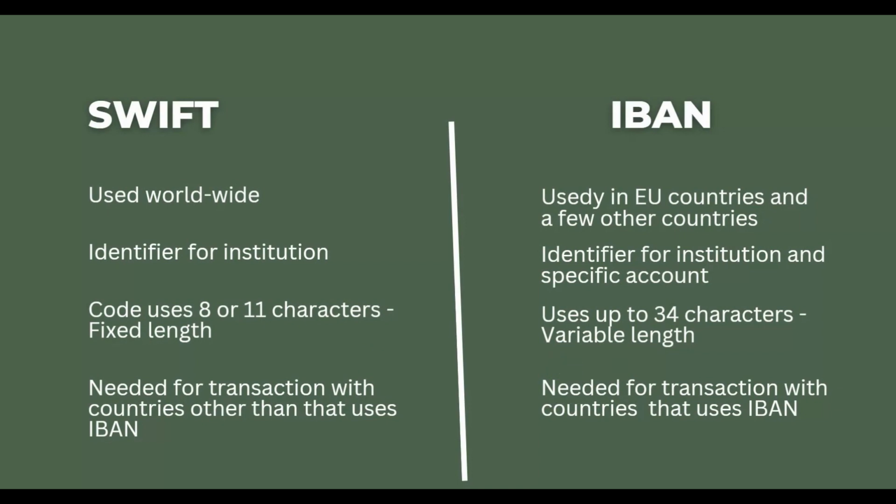Countries like UK and Germany use 22 characters for their IBAN, whereas France uses 27 characters and Brazil uses 29 characters. SWIFT is needed for transactions with countries other than those that use IBAN. IBAN is needed for transactions with the countries that are part of the IBAN system.